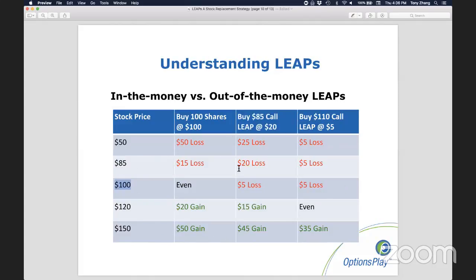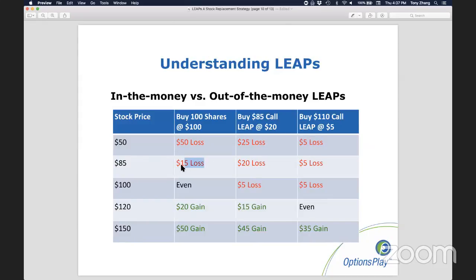How each strategy performs. As you can see here, if the stock goes down to $50, I lose $50 if I bought the stock. I lose $25 if I bought the call option. I lose $5 if I bought this leap option. So in this example, it sounds like the out of the money leap option is the winner because I lose the least amount of money. However, as I go through all the other examples, the leap option starts to underperform.